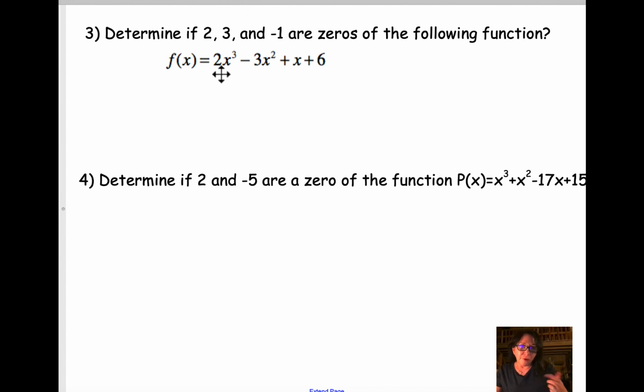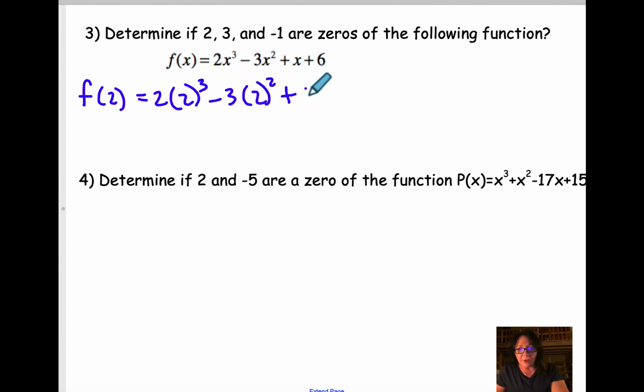Okay, so for number 3, this question says, determine if 2, 3, and -1 are zeros of the function. You have a couple of options to figure this out. Number 1, you can use the factor theorem. The factor theorem would say this: if I were to plug in f of 2, I would go 2 times 2 to the third power minus 3 times 2 squared plus 2 plus 6, and then I would work this out.